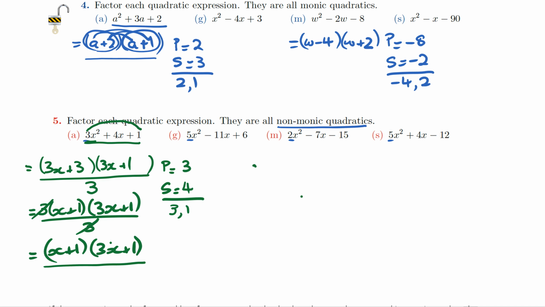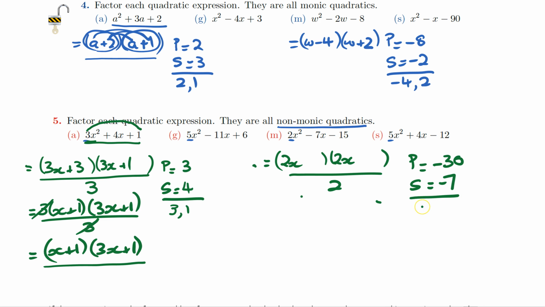Okay, let's have a quick look at the last one. So down here, the method is again 2x, all over 2. I want two numbers that will multiply to give me negative 30, which will add to give me negative 7. So I could have negative 10 and plus 3. So negative 10 plus 3. I can see that I can take a 2 out of this bracket. So that will give me that.